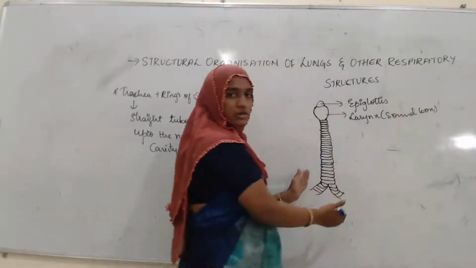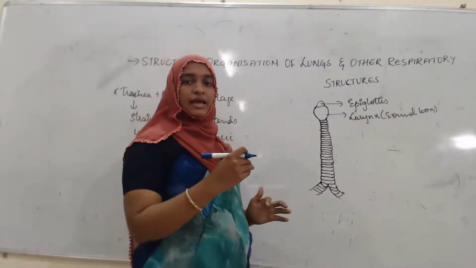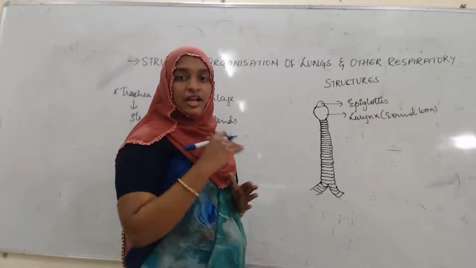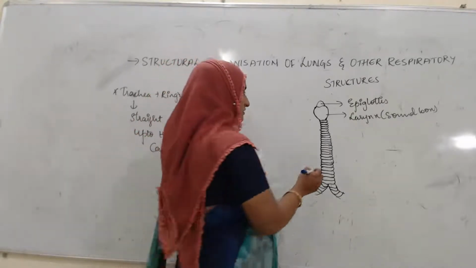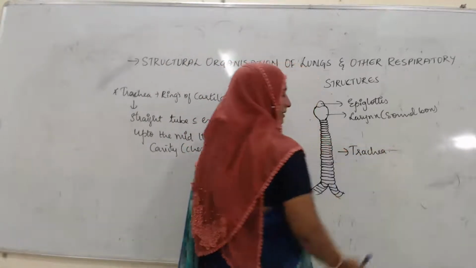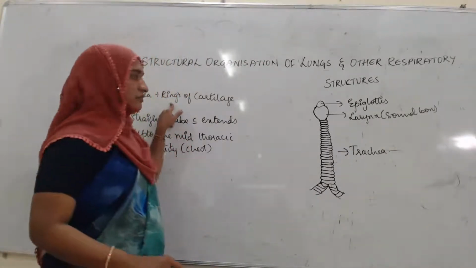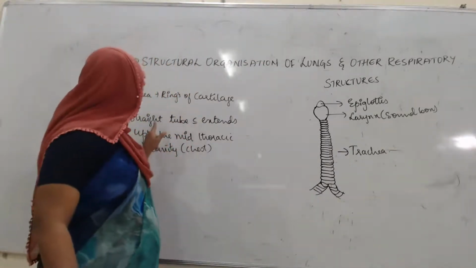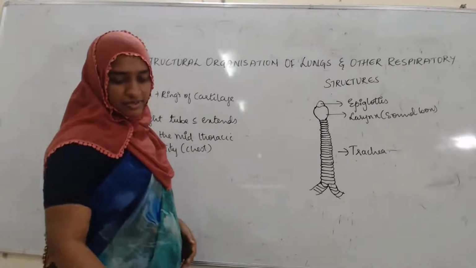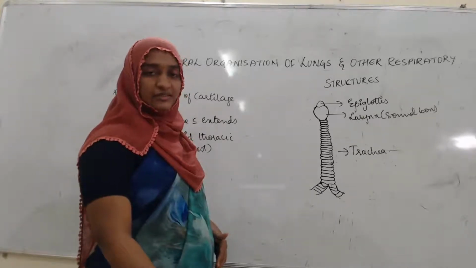These particular rings of cartilage, which extend from the larynx till the mid-thoracic cavity or the chest region, are known as the trachea. So the trachea is made up of rings of cartilage, a straight tube which extends up to the mid-thoracic cavity, which divides at the level of the fifth thoracic vertebrae.